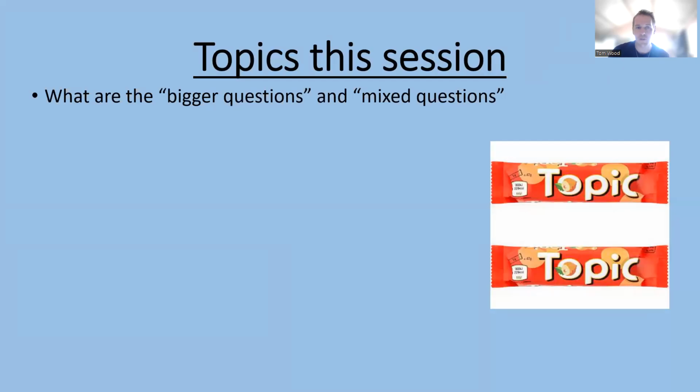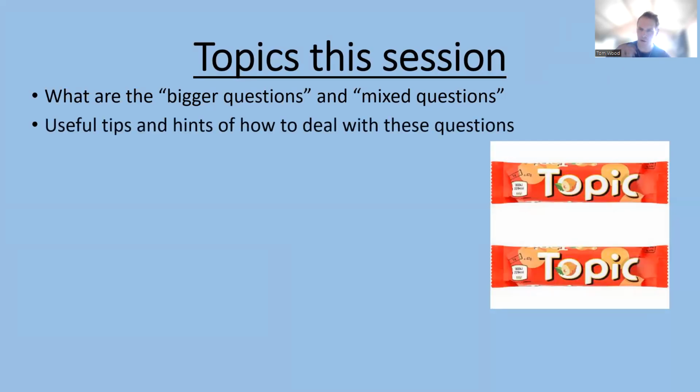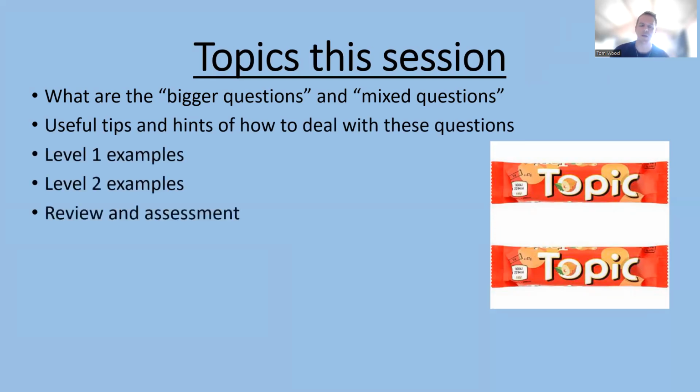And what we've looked at today, then, we've looked at our bigger style questions and our mixed questions and what these are, giving you some useful hints and tips as to how to apply with these. And then we've had our level 1 and our level 2 examples. So the final part then is essentially go and have a go at those assessments, see how you get on. They do have the overall answers broken down on there for you as well.